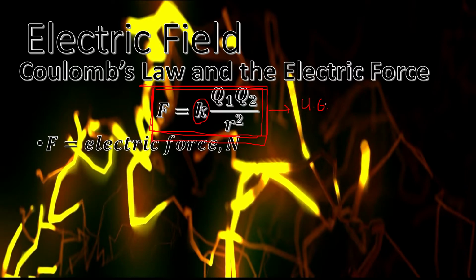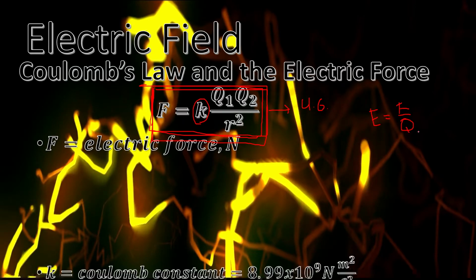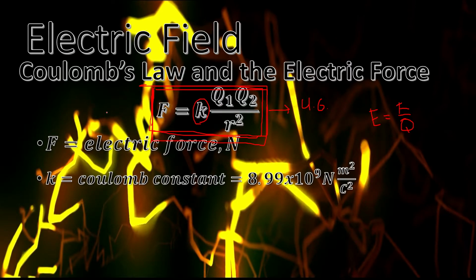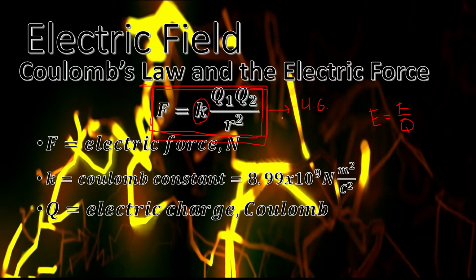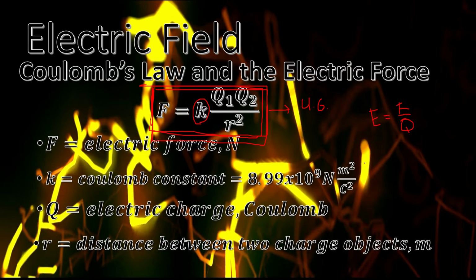So F here is the electric force, same as in our electric field strength equation, E equals F over Q. And then K is the Coulomb's constant, which is equal to 8.99 times 10 to the 9 Newton meter squared per Coulomb squared. And Q is electric charge, so two charges, Q1 and Q2, and the unit is Coulomb. And R is the distance between the two charged objects, which has a unit of meter.